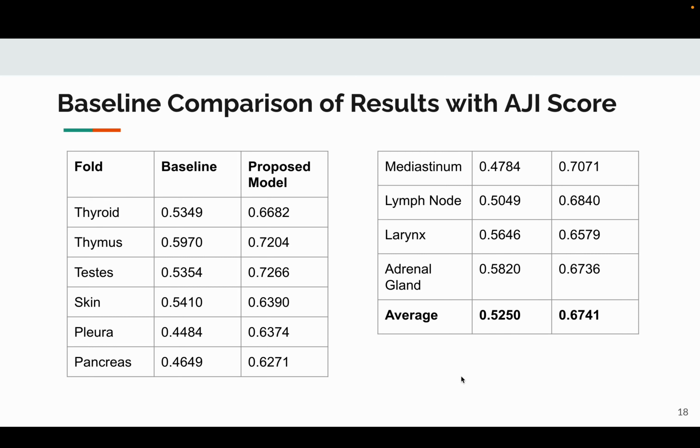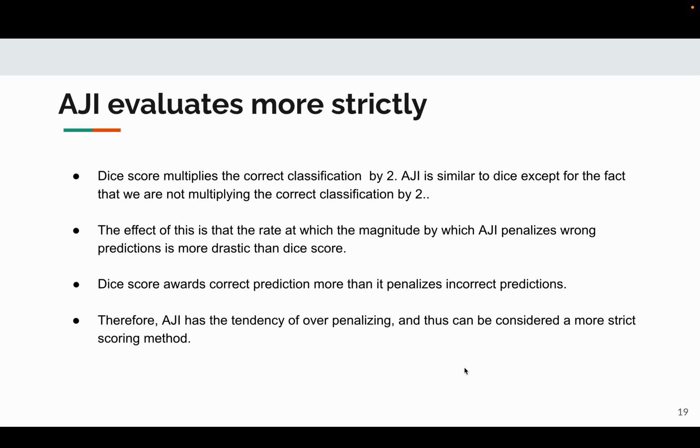Also in case of the AJI score, we achieve a better score, which is much higher compared to the PQ score difference that we saw before. AJI specifically is quite a strict metric which penalizes wrong predictions more. So performing better on the AJI score makes our proposed framework more reliable.